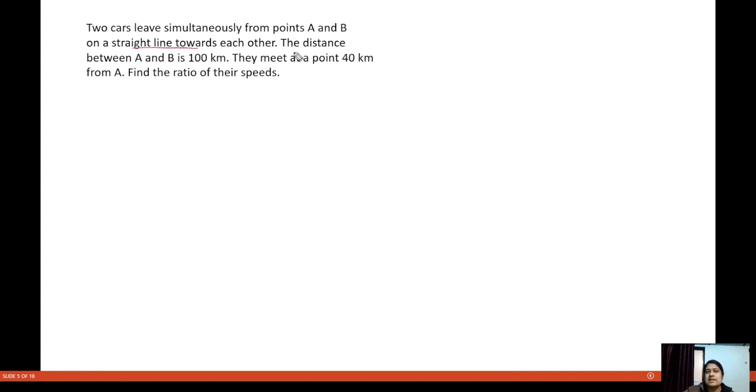It is asking two cars leave simultaneously from point A and B on a straight line towards each other. Okay, so we have this point A. Let us consider this point as B. Okay, and two cars A and B are moving towards each other on a straight line. The distance between A and B is 100 kilometer, it is saying. They meet at a point 40 kilometer from A. Okay, so they are meeting at a point 40 kilometer from A. Find the ratio of their speeds.